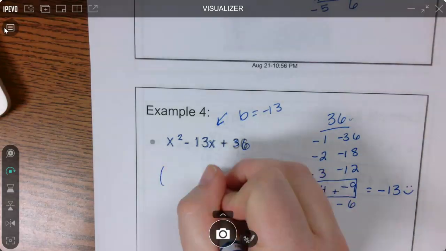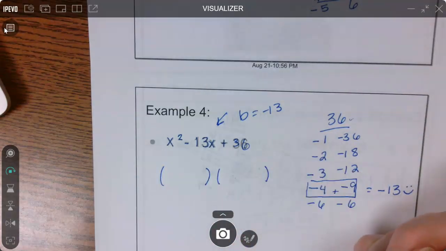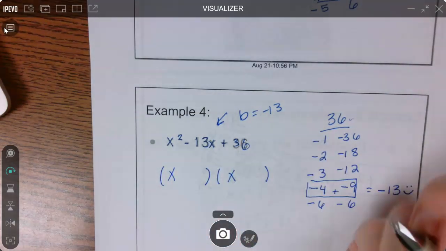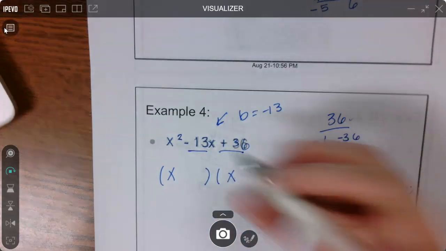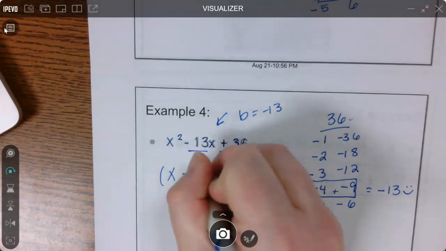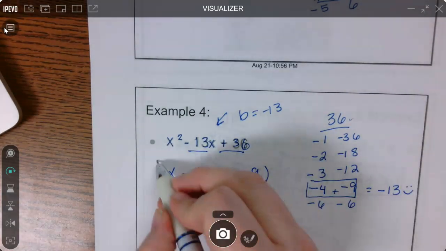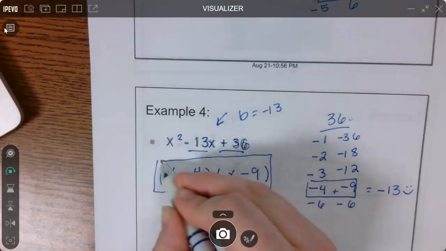So set up your two parentheses. How did you multiply to get x squared? You multiplied x times x. And how did you get a positive 36 and a negative 13? You had a negative 4 and a negative 9. So x minus 4 times x minus 9.